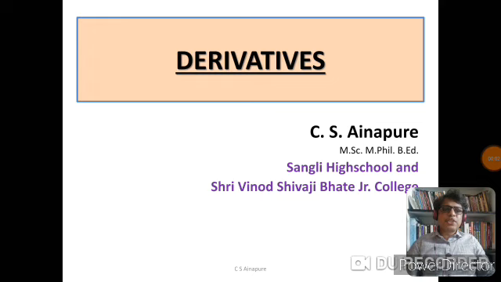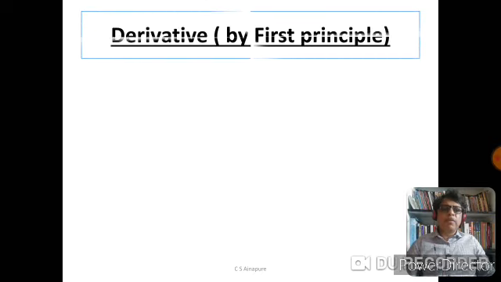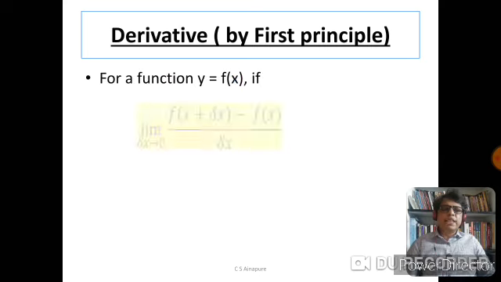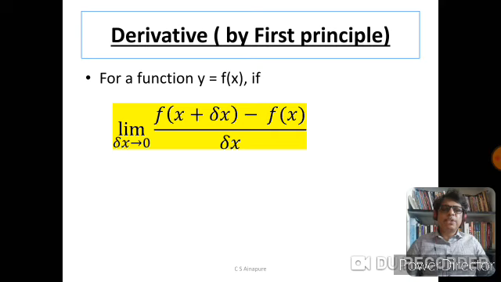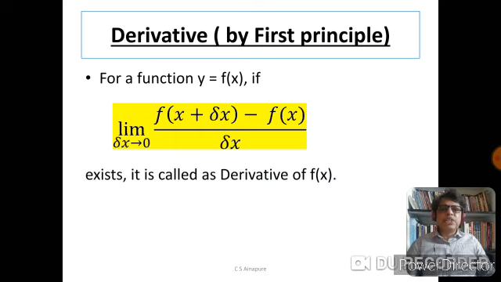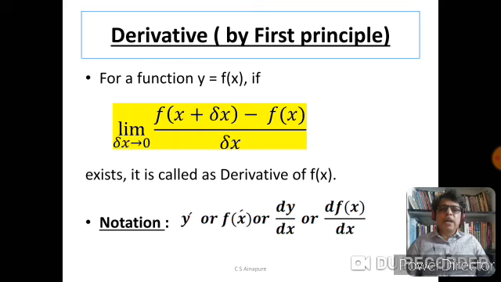Okay, so let us start with a quick revision on derivatives. We have studied two definitions of derivative. The first definition is derivative by first principle: for a function y is equal to f of x, if the limit as delta x tends to 0 of f of x plus delta x minus f of x divided by delta x exists, then it is called the derivative of f of x. The notation used is either y dash of x or only y dash, or f dash of x, or d by dx of y, or d by dx of f of x. So these are the different notations.